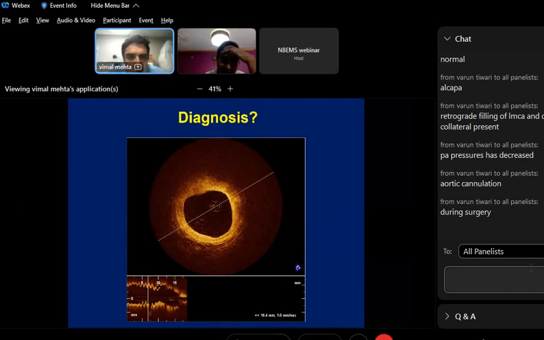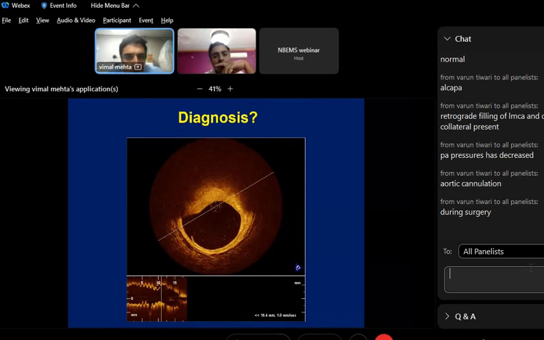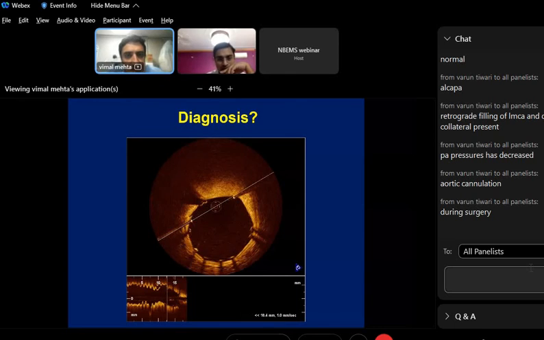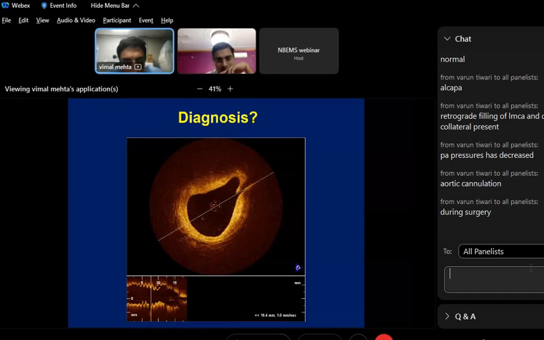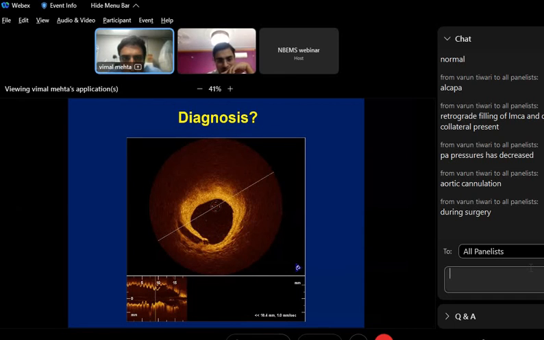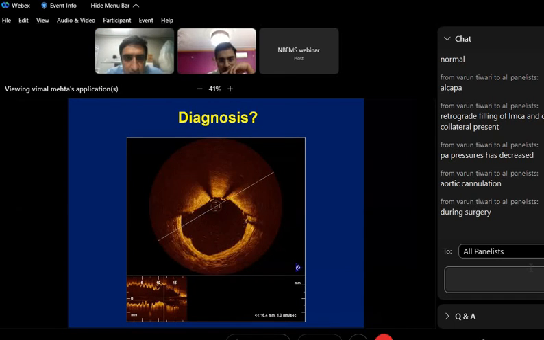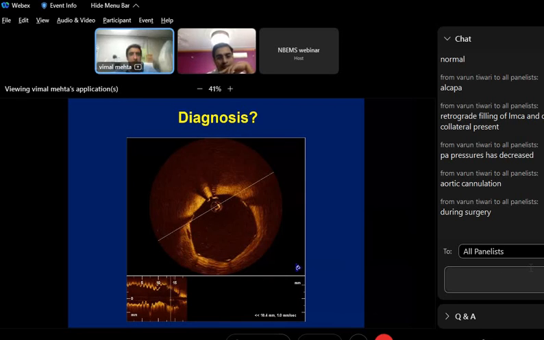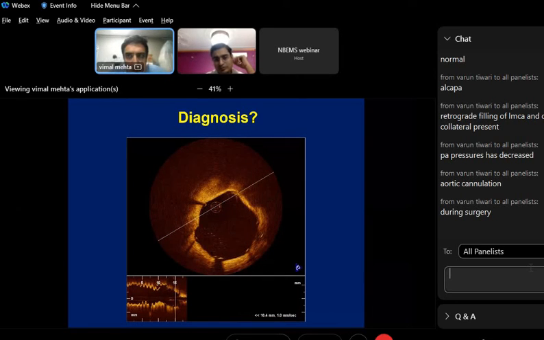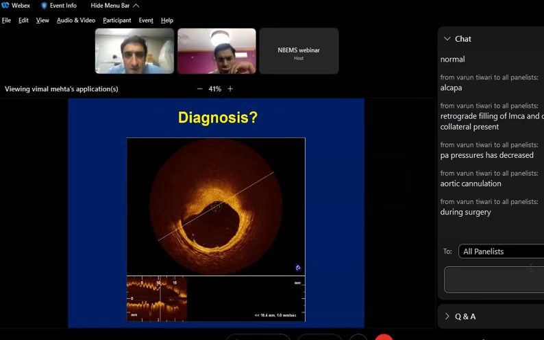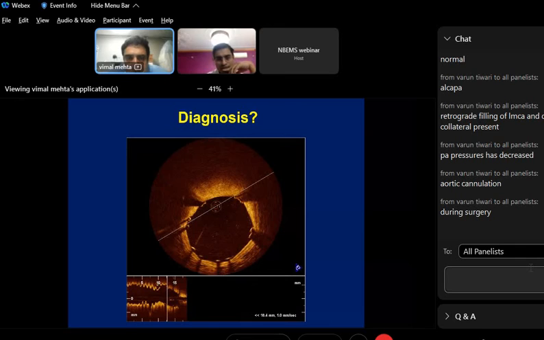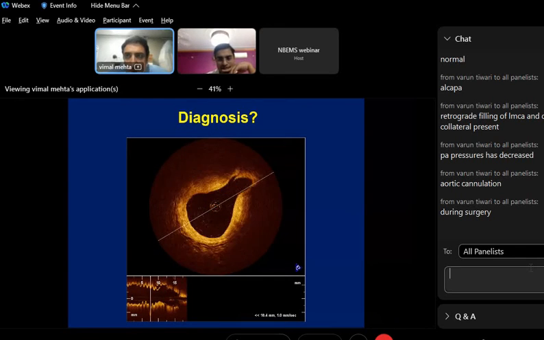We have had a talk on OCT many times. This is a run which I cannot stop. It's a continuous run. Think about how it is done. From proximal to distal or distal to proximal? Tell me quickly. Thrombus, very good. And where is the thrombus? I think we'll have to repeat that lecture. Okay, great.